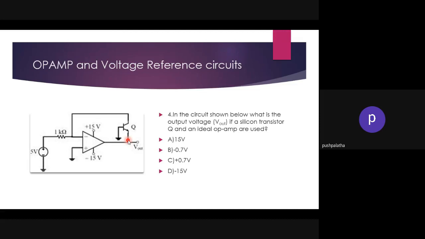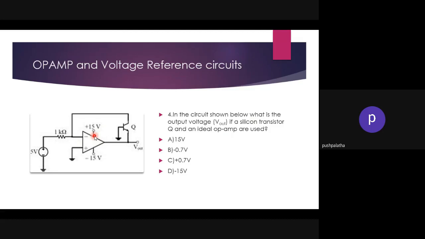Do you understand the question? In the circuit shown below, what is the output voltage if a silicon transistor Q and an ideal op amp are used? They have said ideal op amp, so remember it is an ideal op amp. In an ideal op amp, it offers an infinite impedance. When it offers infinite impedance, obviously the current is 0.